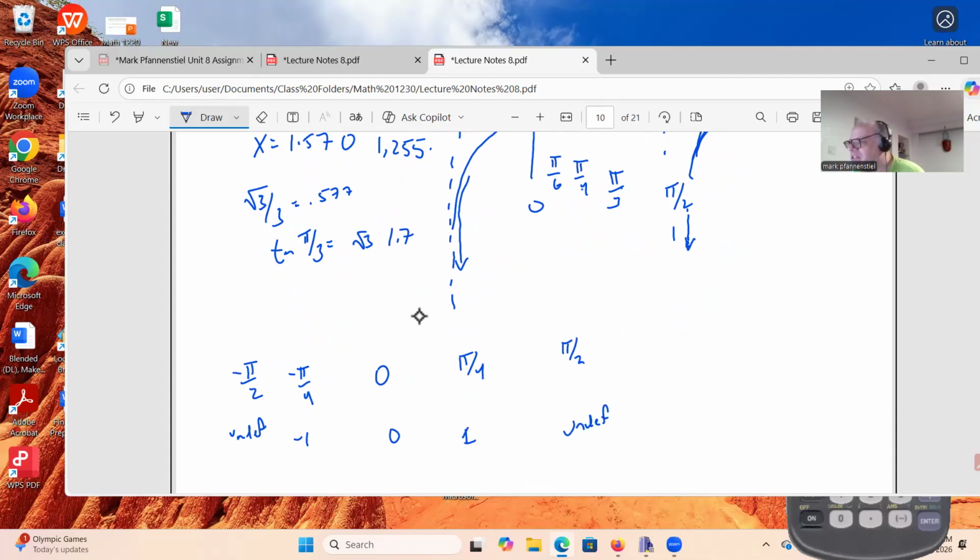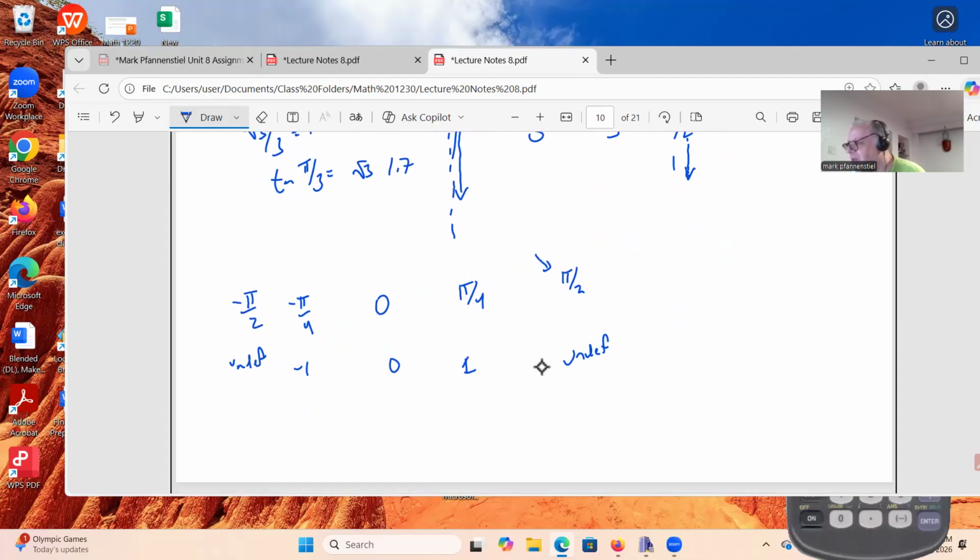But the way I want you to think about this is, as we get close to pi over 2, the tangent tends towards infinity. As we get close to negative pi over 2, we're a little bit above negative pi over 2, so we're marching down. Say we're at negative 80 degrees, negative 85 degrees, negative 88 degrees, negative 89 degrees. We're getting closer and closer, and it tends towards negative infinity.